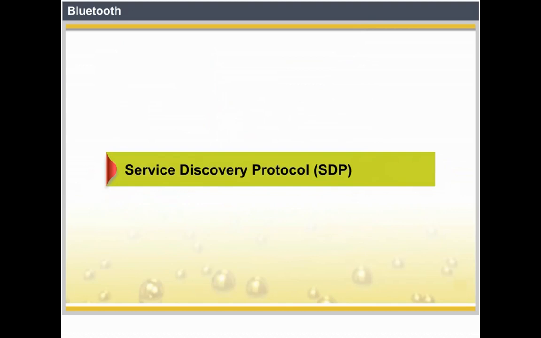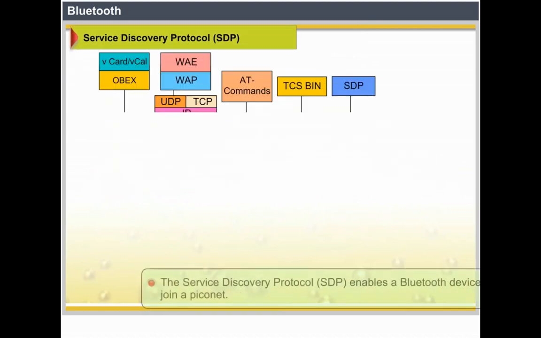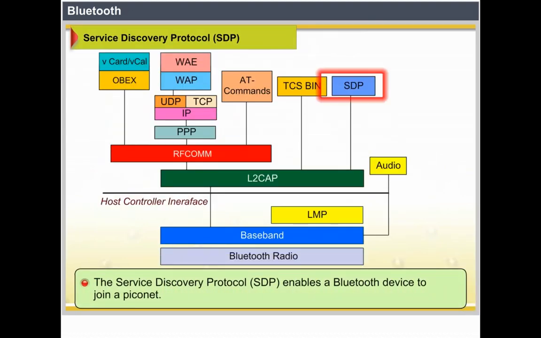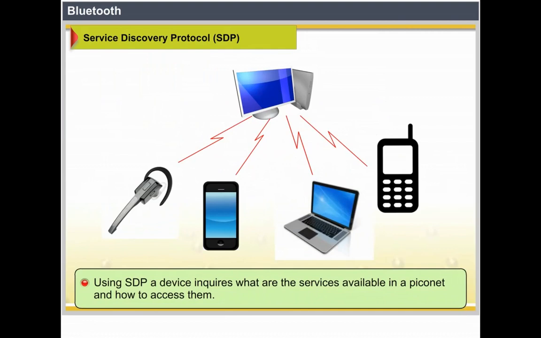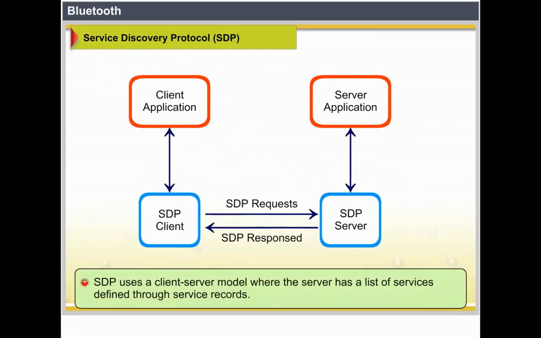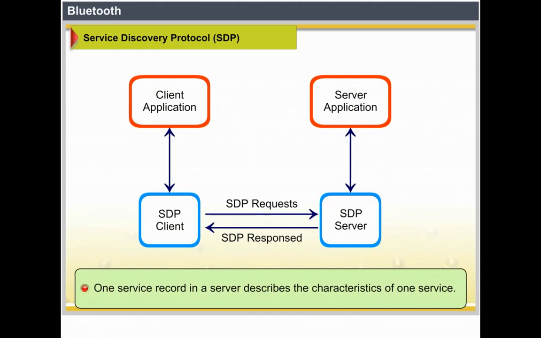Service Discovery Protocol, SDP. The Service Discovery Protocol SDP enables a Bluetooth device to join a piconet. Using SDP, a device inquires what services are available in a piconet and how to access them. SDP uses a client-server model where the server has a list of services defined through service records. One service record in a server describes the characteristics of one service.